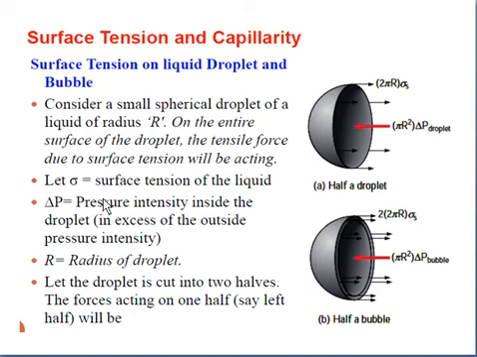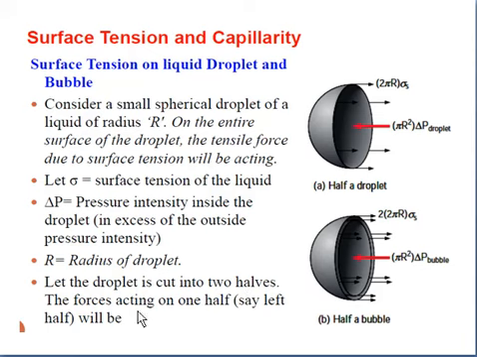Okay, now let sigma be the surface tension of the liquid, and dp be the pressure intensity inside the droplet in excess of the outside pressure intensity, and r is the radius of the droplet. Now next, let the droplet be cut into two halves.